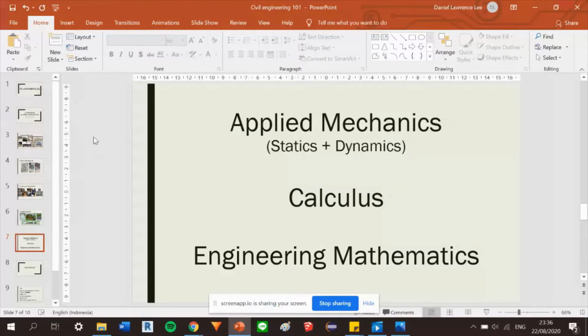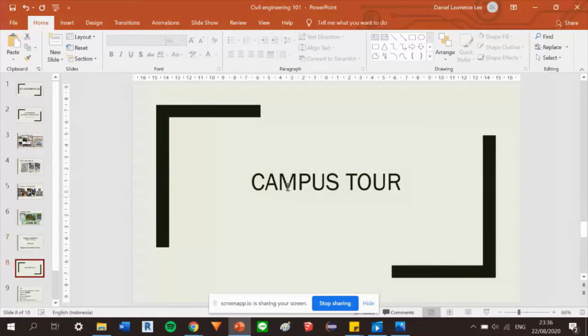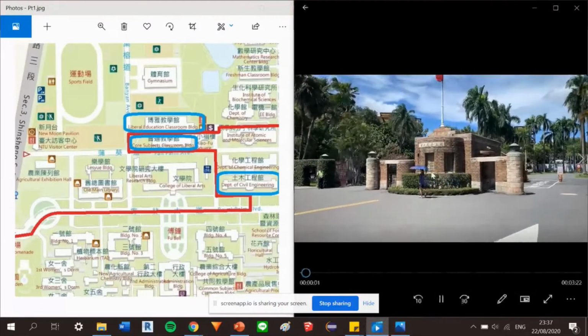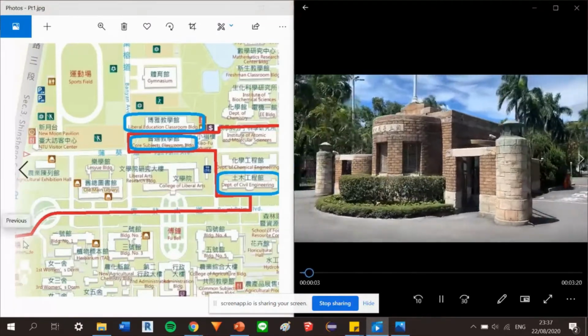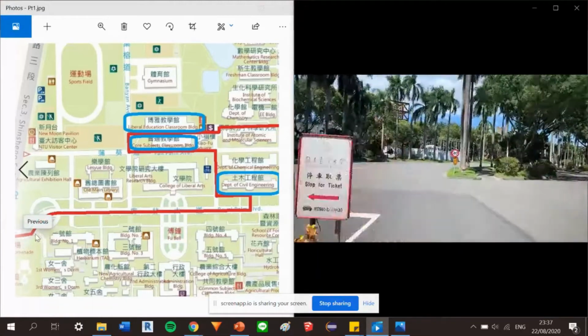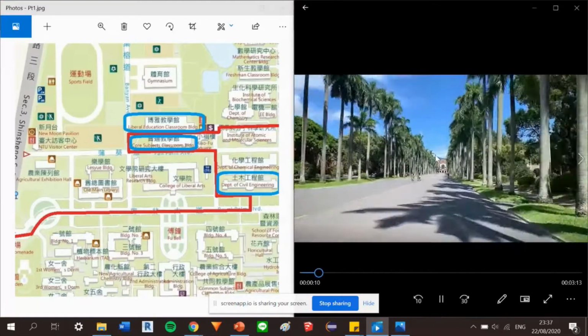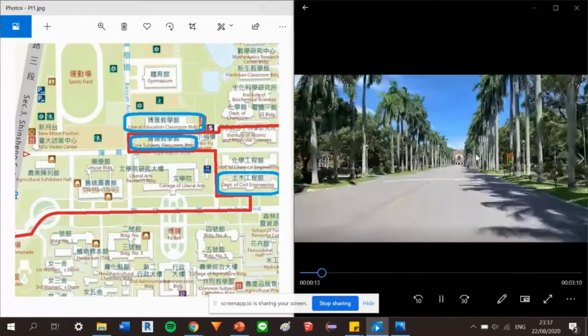And then so this is the course introduction for the first semester, and then we will get to a campus tour. So here our friend Joel and Ethan have prepared for you a video around the campus so that the tour could be done virtually. So here you're starting at this point right here, the entrance, and then you will go through this main road. And this one right here, it's actually the main library.